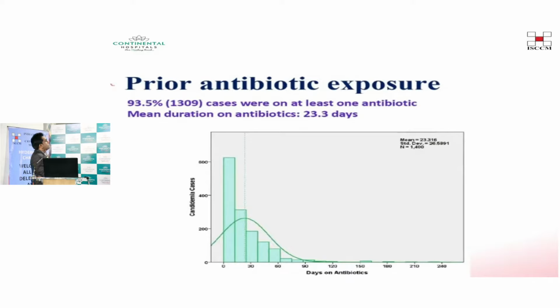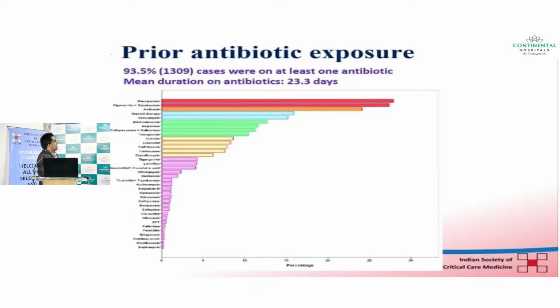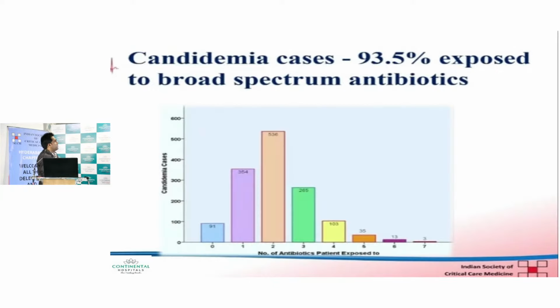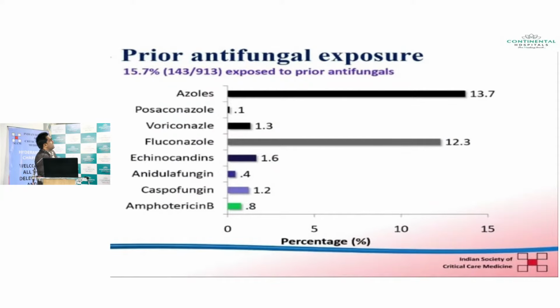In this study, 94% were exposed to antibiotics with a median duration of 24 days. The most commonly used antibiotic was meropenem, followed by piperacillin-tazobactam. Of the exposed patients, the majority had 2 antibiotics, and some cases were on 7 antibiotics as well. Prior antifungal exposure was 16%. The commonest were the azoles, and the commonest of the azoles was fluconazole.